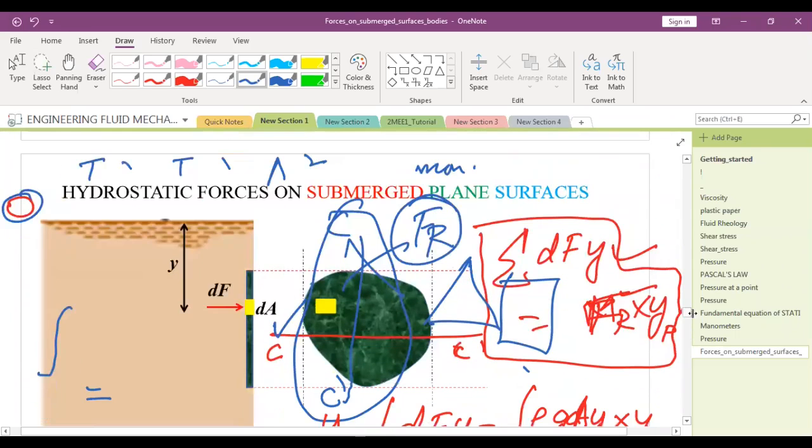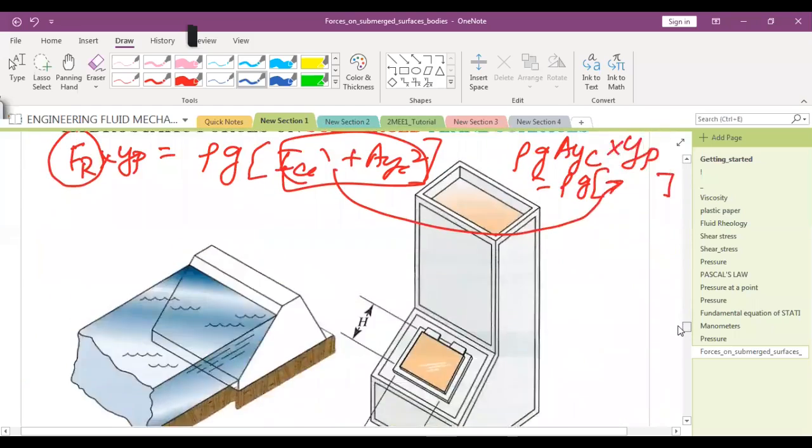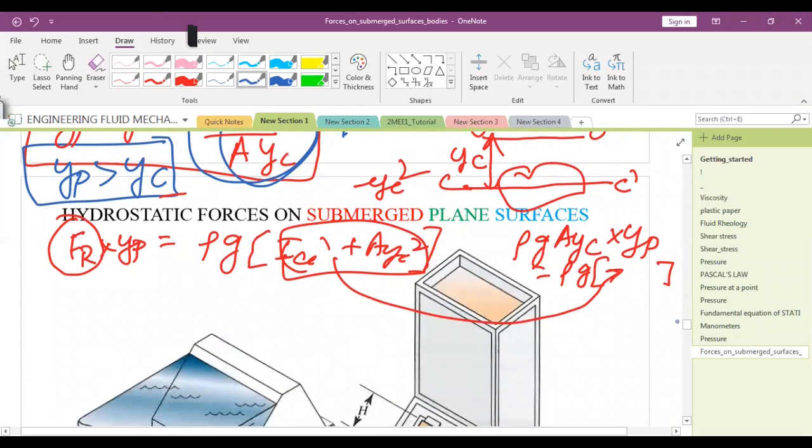तो इसका मतलब हुआ, अगर ये centroid था तो resultant force कहां लग रही है? उससे नीचे लग रही है. So this is the location of resultant force. ये centroid है yc और ये yp है. Clear है? So resultant force is not acting at the centroid, but it is acting at a distance little bit lower than the centroid. Clear? So now I am moving to the third case, that is inclined surface.